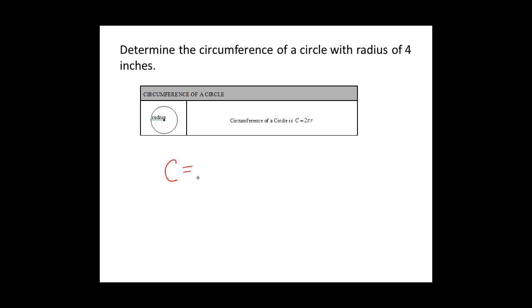Circumference is equal to 2 times pi times r, which is 4. We will multiply 2 times 4 and get 8, and leave our answer in terms of pi. Our units are inches, so the circumference is 8 pi inches.